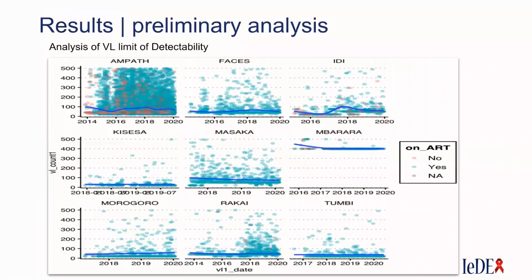Now coming to the results section. So far, we've been able to make a few critical milestones. For example, we've been able to figure out the viral load limit of detectability across care programs, different countries, and over time. In general, most care programs have a lower detectability limit of approximately 50 or less, with the notable exception of Marara, whose limit is approximately 400, as shown on the far mid-right panel.